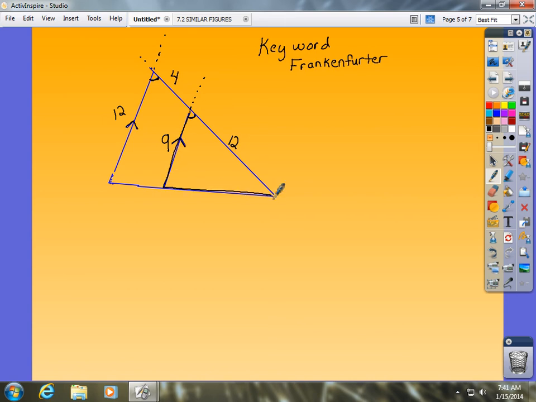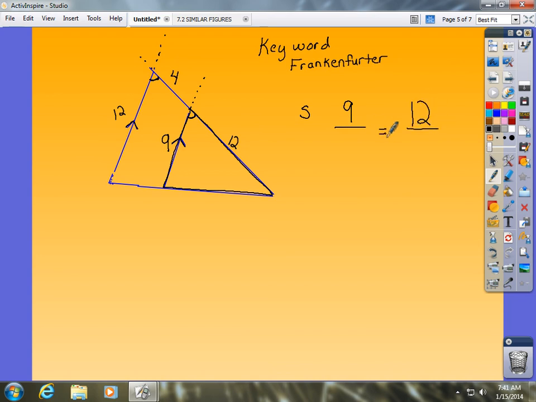Okay, that's our first triangle with sides 9 and 12. And we don't even have to know what the angle is. We just know that they're proportional. So on my small triangle, I have sides 9 and 12. And I'm going to set this up as a proportion to see if they're equal.